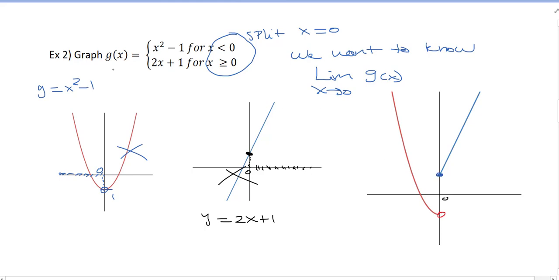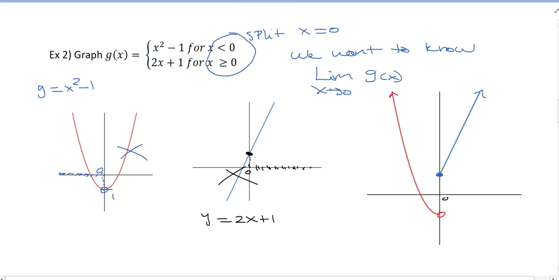Now remember, these are still functions, and so they have to pass the vertical line test. If both of those were solid, this would not pass the vertical line test, and so it would not be a function. But it is given to me as a function, so I have to ensure that it passes the vertical line test. And so this is the graph of g of x.